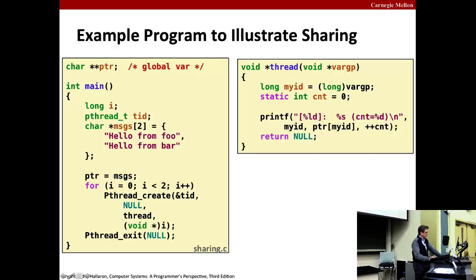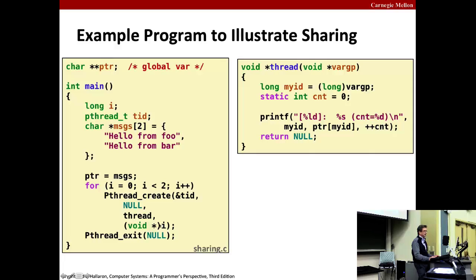And then we assign the global pointer to the address of the array messages. Okay, so now pointer points to messages. And then in a loop, we create two threads, each of which executes this routine called thread, and we're passing an argument. The pthreads will assign a thread ID, but in this case, we're going to assign our own local thread ID by passing this loop index.